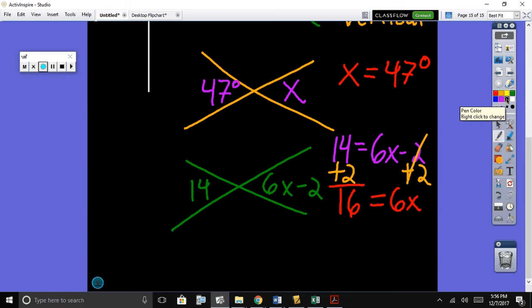Since there's nothing else being added or subtracted to the variable, the next part we're going to do is eliminate any constants being multiplied or divided to the variable. So in this case, 6 times x is occurring on the page. So we're going to do the inverse of 6 multiplied by x, which is dividing by 6 on both sides. 6x divided by 6 is x, so we are left with x equals 16 divided by 6.